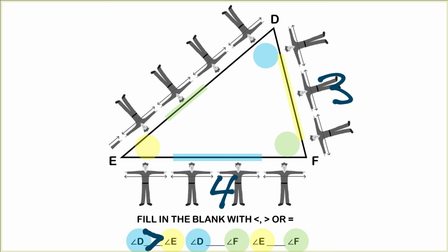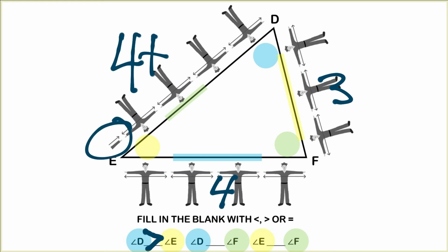Our next comparison is the blue side, which is 4, and the green side, which is 4 plus a little bit more right there. So it's a little bit more, 4 plus. So obviously the green side is longer, so the green angle will be larger. So angle F is larger than angle D.